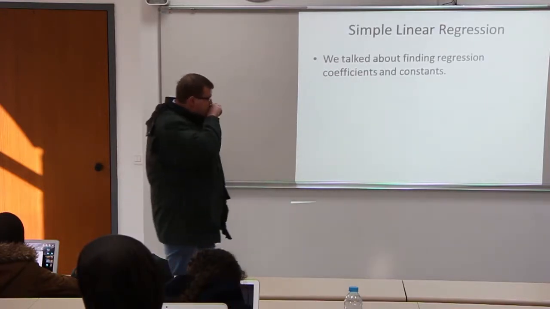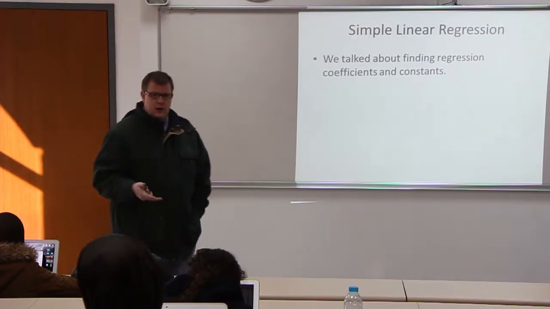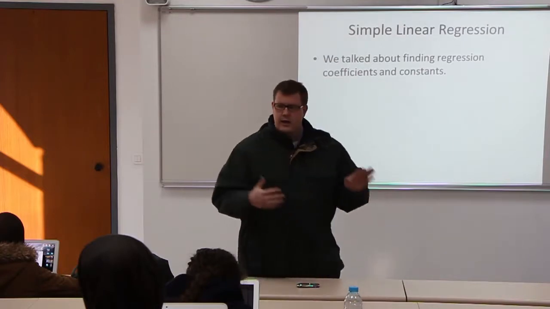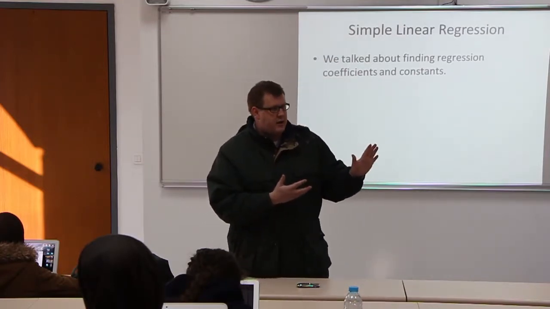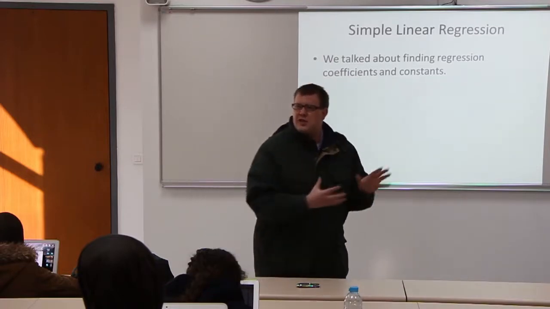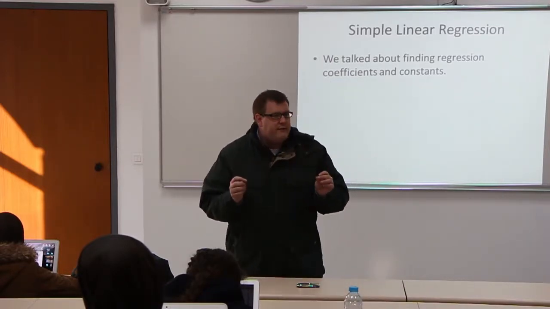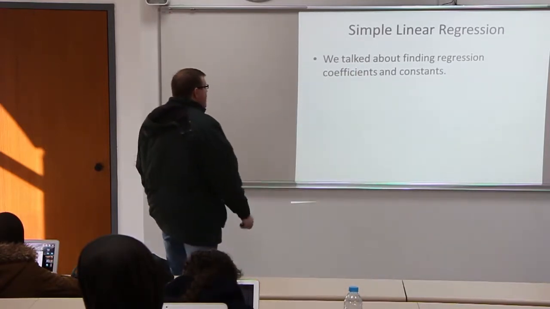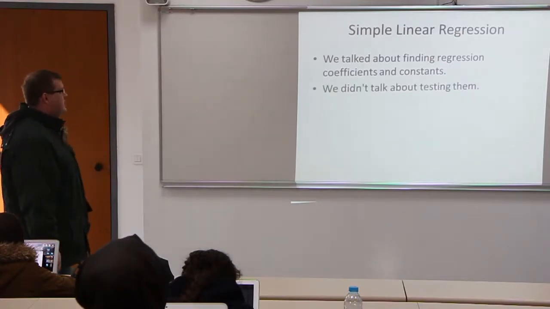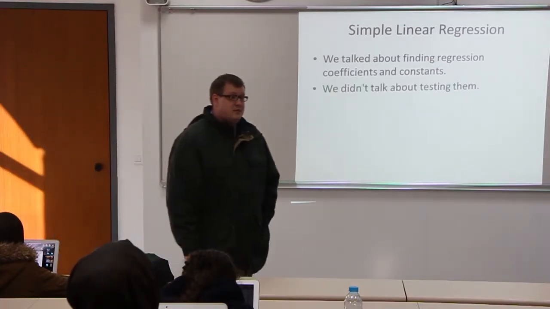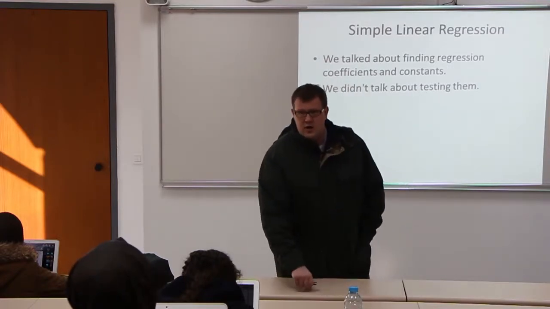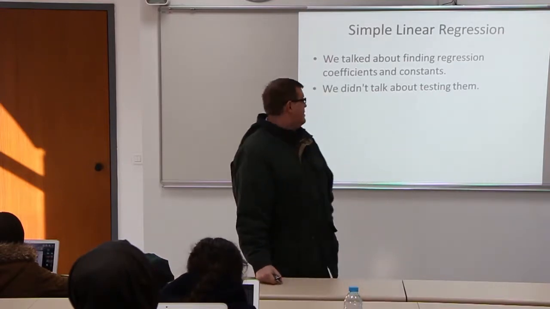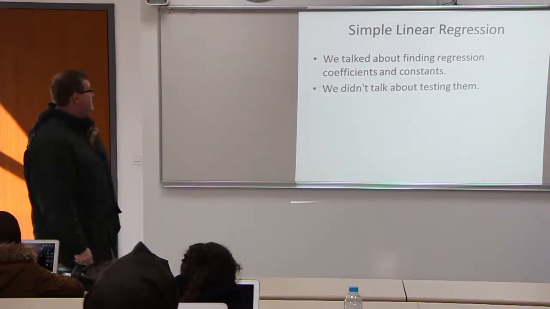Okay, so simple linear regression. We started with the correlation, and then we used the correlation to do a regression, which is basically to find a line that best fit the data. The correlation by itself told us the direction and the strength of the relationship, but it didn't give us values that we could use to predict things if we were interested in making predictions. So we've talked about finding regression coefficients and constants. We didn't talk about testing them. We only talked about testing R, the correlation coefficient, right? You can test the regression coefficients and constants.